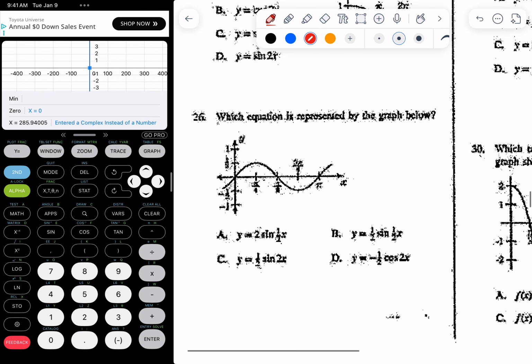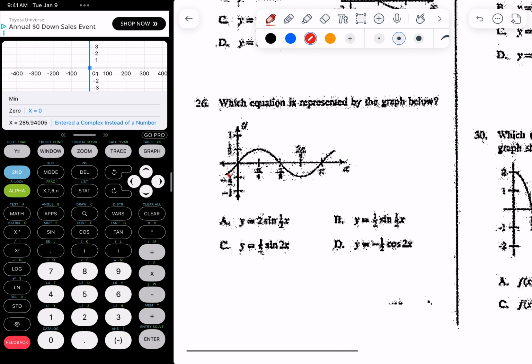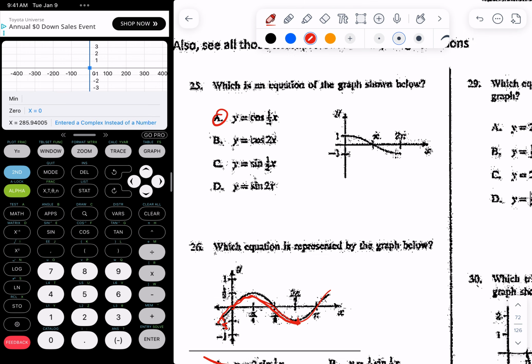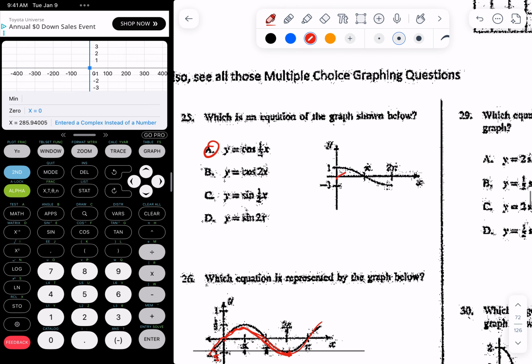Which equation is represented by the graph below? Since the amplitude is half of x, we already know that's half x. So we can cross out the 2. And it's sine because it's starting here and it's like this. So we can cross out the cosine. And it's full because you see how it goes down by the 2x? That means it's full, because it did a full thing, like if it was sine here.